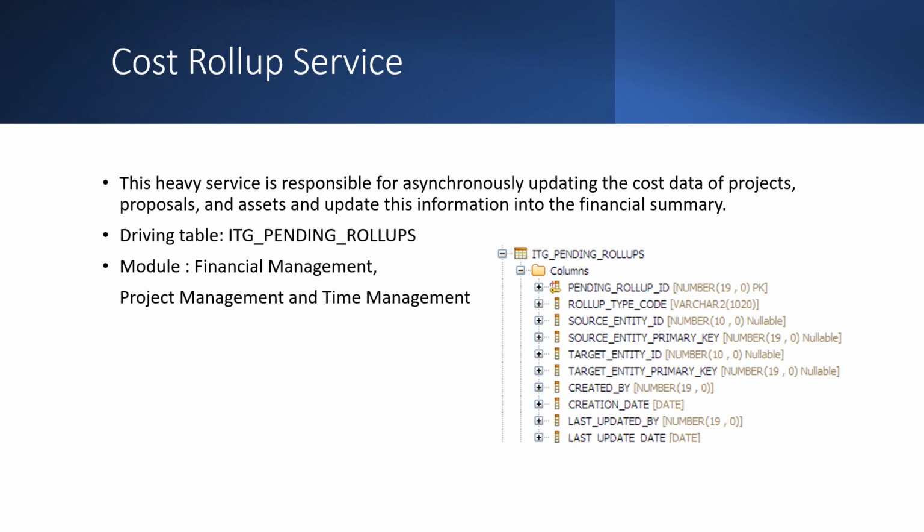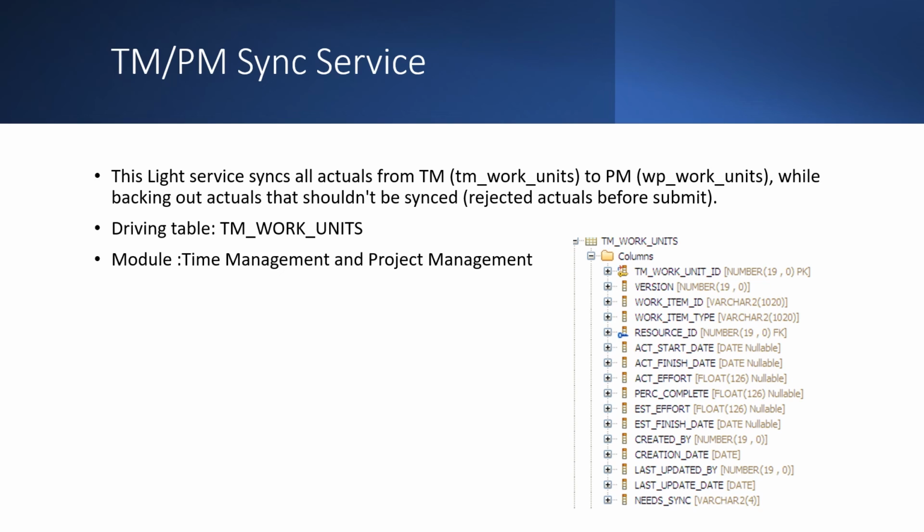The other example is a light service, the TM/PM sync service. This service is to synchronize timesheet updates from time management to project work plan tasks in project management. Each time the service runs, it sends a message to the queue for each work plan that must be synchronized with timesheets. The service ensures that rollups for each work plan can be accumulated and updated once, if necessary, per work plan.